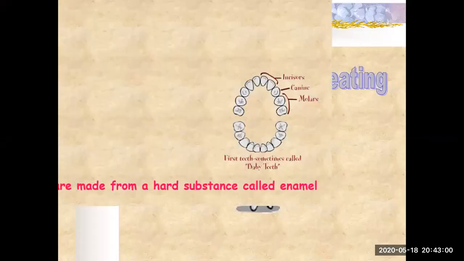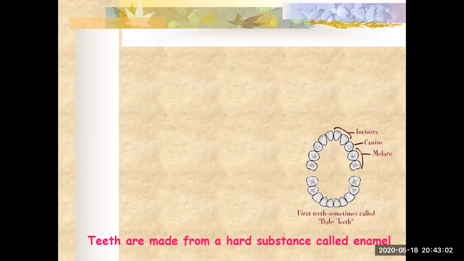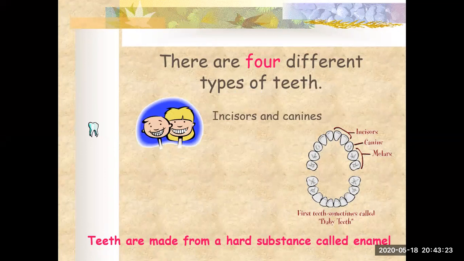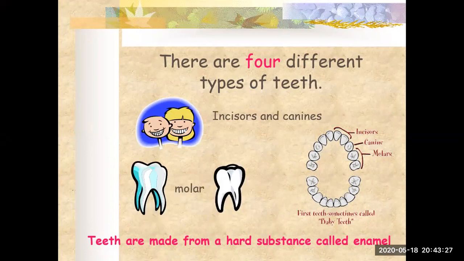Teeth and healthy eating. Teeth are made from a hard substance called enamel. So the first teeth, sometimes called the baby teeth, we have the incisors, the canines, and the molars. We already established that there are 4 different types of teeth: incisors and canines, molars, and premolars.